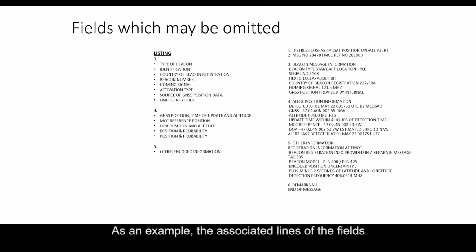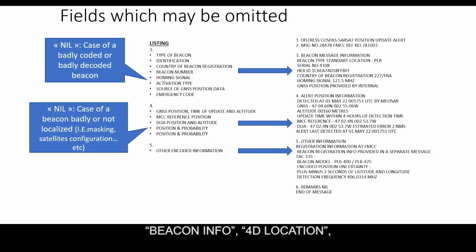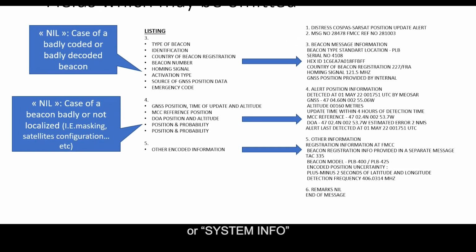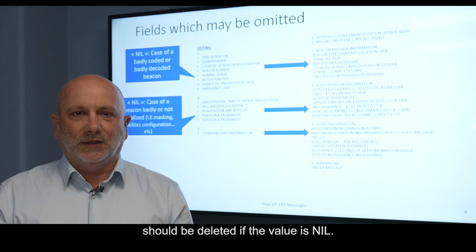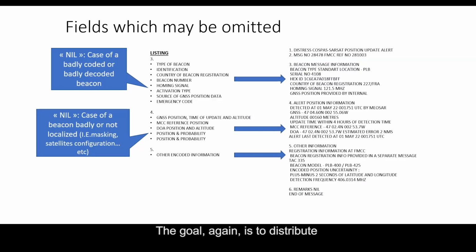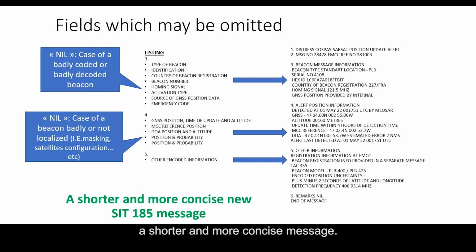As an example, the associated lines of the fields beacon info, 4D location or system info should be deleted if the value is nil. The goal, again, is to distribute a shorter and more concise message.